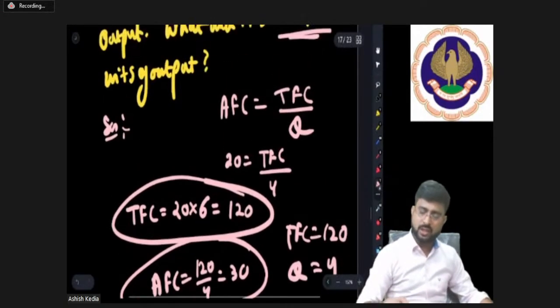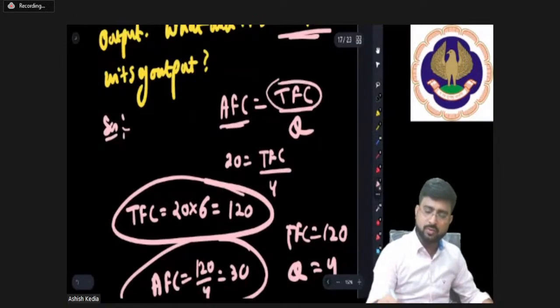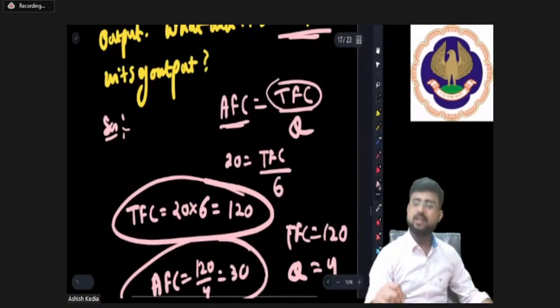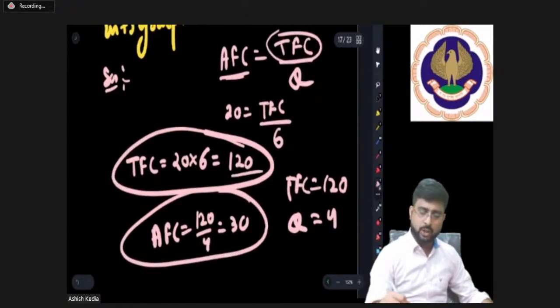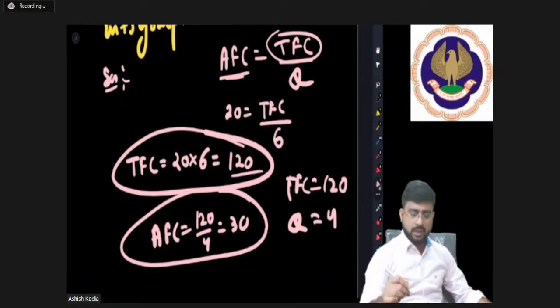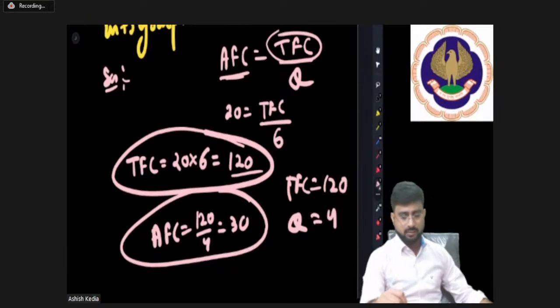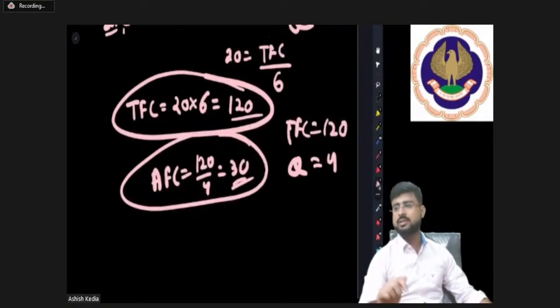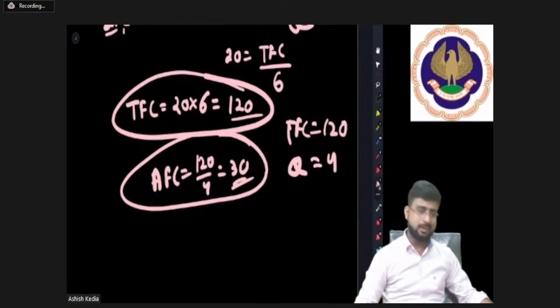So it will be 30, correct. Because what we have done is, first using average fixed cost, we have identified total fixed cost. It was 20 into 6, which is 120. Once we got this 120, it was total fixed cost, so it remains the same. We divided it by quantity level of 4 units, and hence we arrived at 30 rupees. That's how we have operated. Remember this.